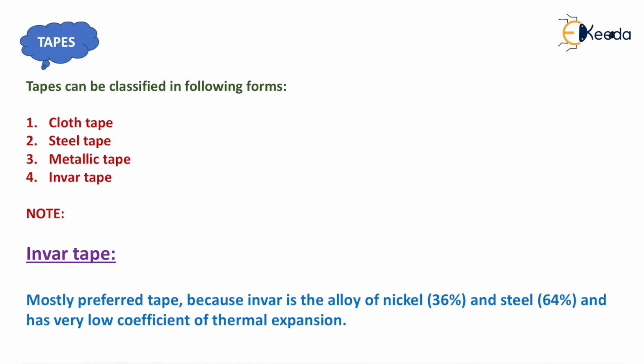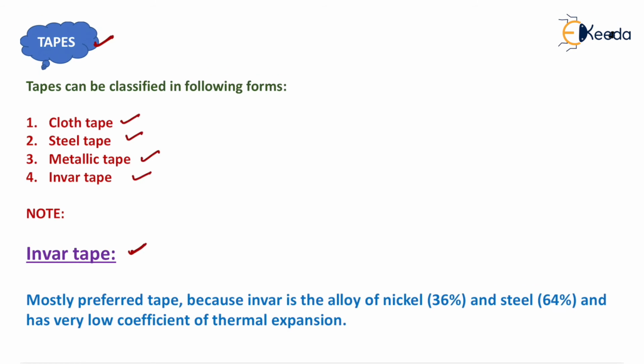Now the next one is tapes. We have almost finished our 4 types of chain. Now we can move to the tapes. Now tapes can be classified in following forms, that is cloth tape, steel tape, metallic tape, and invar tape. Now one note is there, that is invar tape.